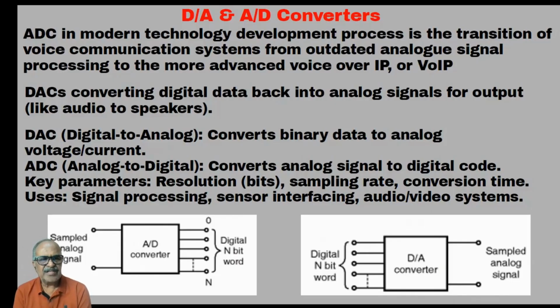All right. So DAC, digital to analog, converts binary data to analog voltage and current. ADC, analog to digital, converts analog signal to digital code, right? That is coding. Where it is compulsory, ADC is used. What are the key parameters of this? Resolution bits, sampling rate, conversion time. Where is it used? Signal processing, sensors, interfacing, audio video systems. You can see two diagrams: sampling analog signal and sampling digital.